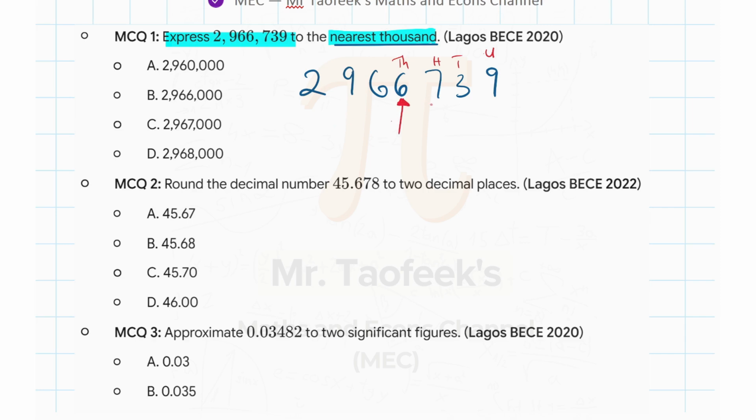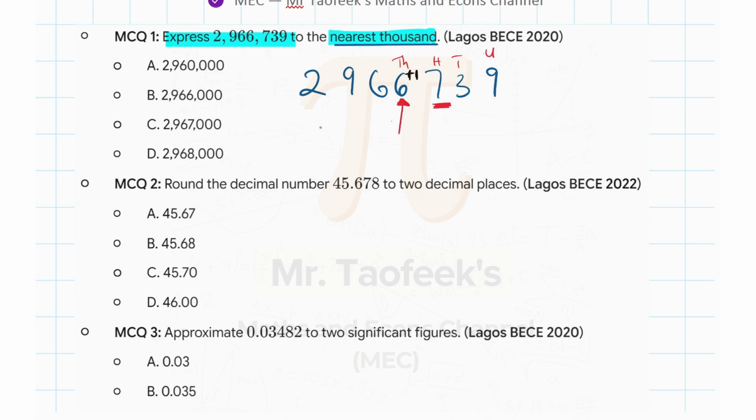Now, you look at the number just before it, the number just before 6, which is 7, the hundreds digit. Is it 5 or more? If it's 5 or more, then you round up and add 1 to 6 to make it 7. But if the number is 4 or less, then you just leave the digit in the place you're rounding to. In this case, we are rounding to the nearest thousand. We have to stop at 6. The number just before it is 7, so we're going to round up, meaning you add 1 to 6.